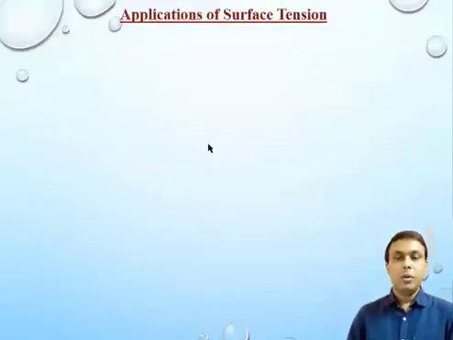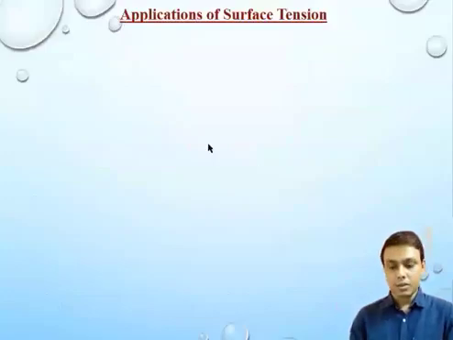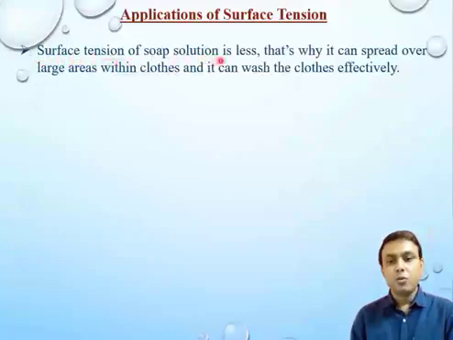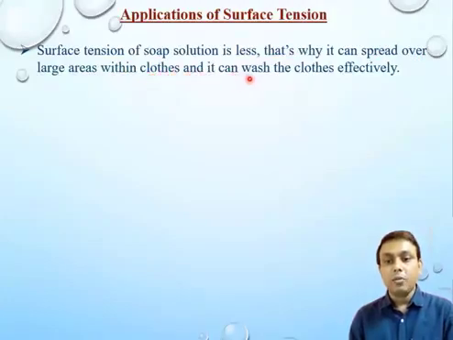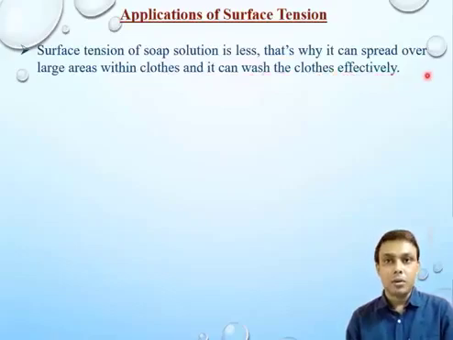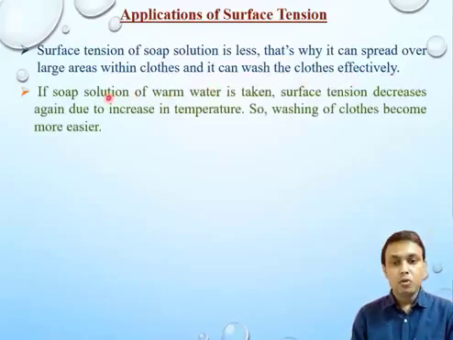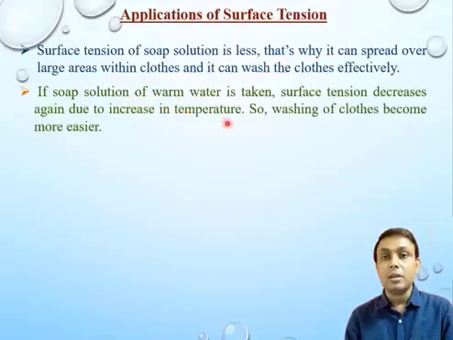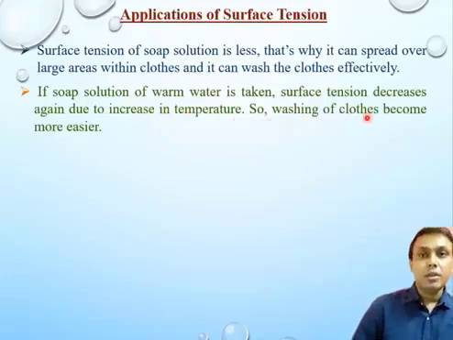Now, a few applications of surface tension. We know that the surface tension of soap solution is less. That's why it can spread over large areas within the clothes, and it can wash the clothes effectively. Next, if the soap solution is made with warm water, surface tension decreases again due to the increase in temperature. So washing of clothes becomes easier.